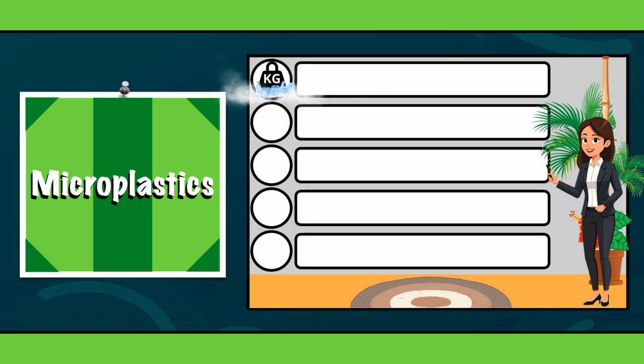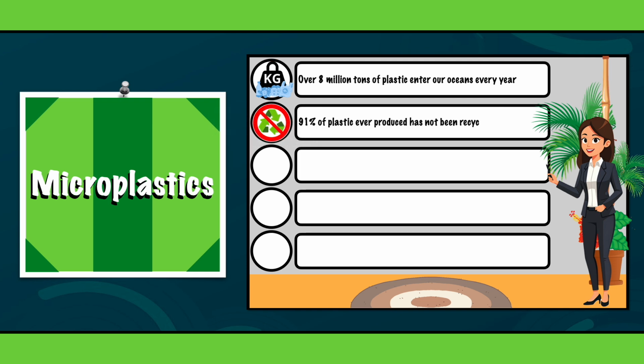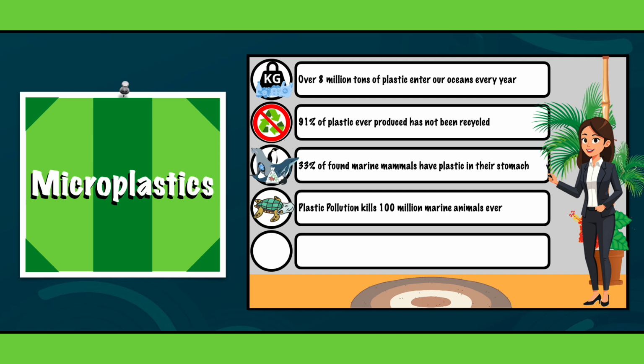And if that's not enough, did you know that over 8 million tons of plastic enter our oceans every year? That 91% of plastic ever produced has not been recycled? That 33% of found marine mammals have plastic in their stomachs? That plastic pollution kills more than 100 million marine animals every year? And that there will be more plastic in the ocean than fish by 2050 if current trends continue?